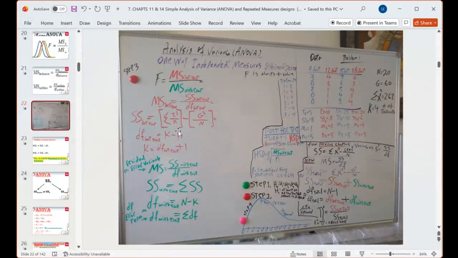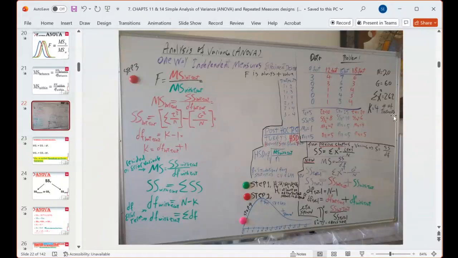As you can see here, you need to have a sum of T squared divided by n in brackets minus G squared over N in brackets. And then again, DF between treatment is K minus 1. And again, if you want to calculate K, K is degrees of freedom between plus 1. So you might say, what is K, right? Okay. And what is G?